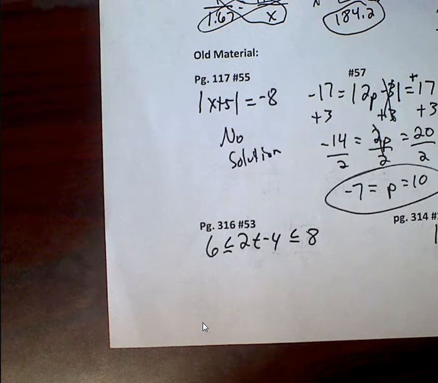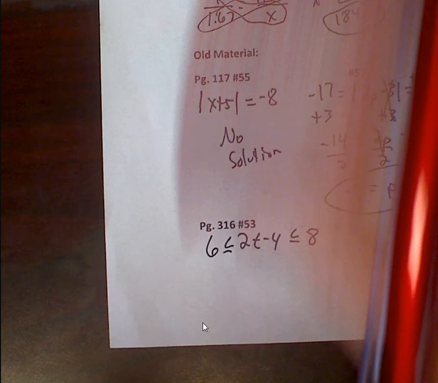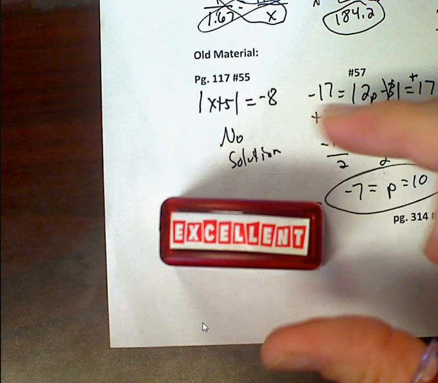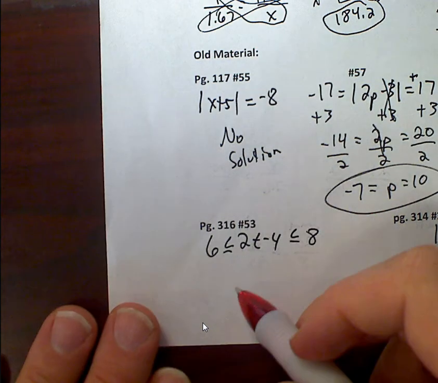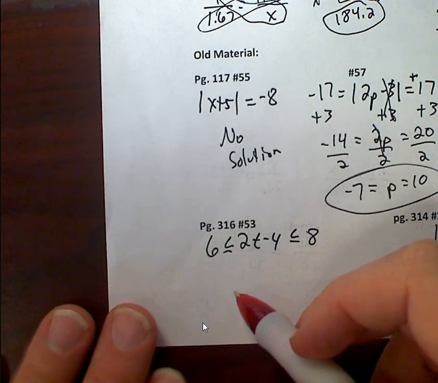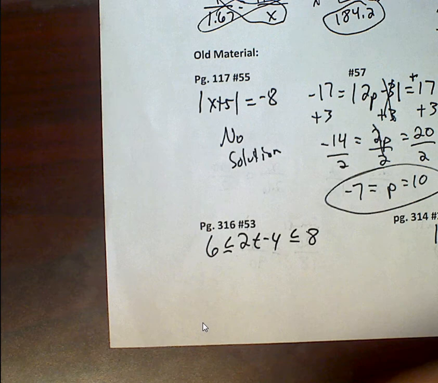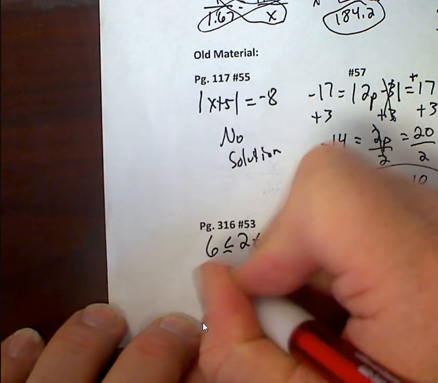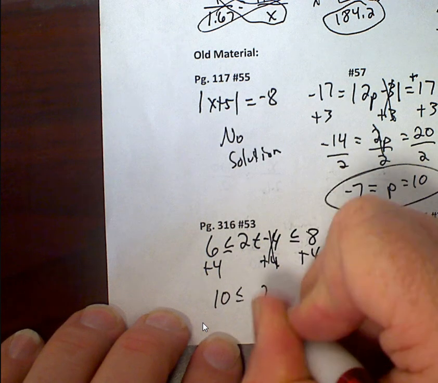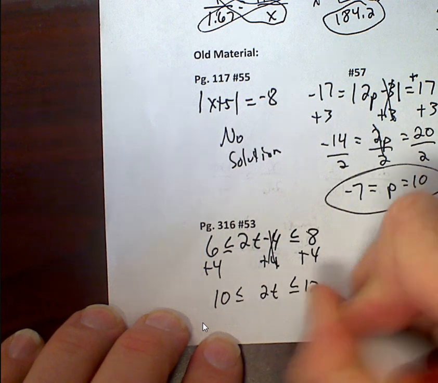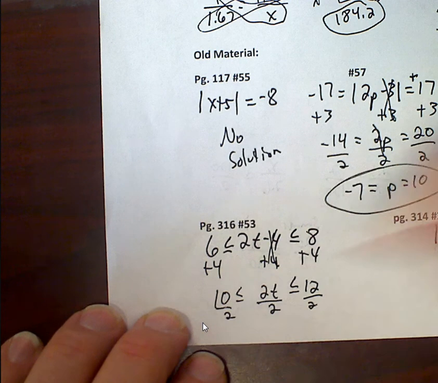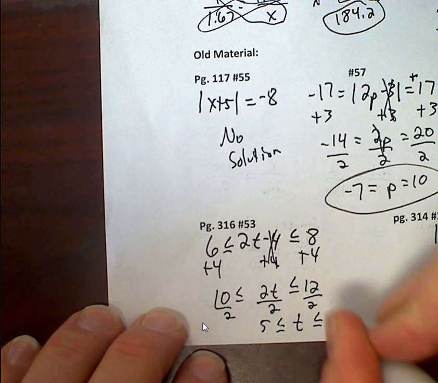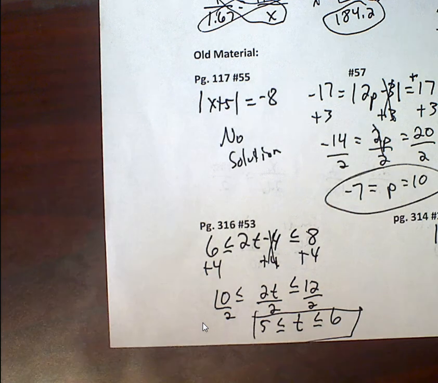Page 316, number 53. Pause the video and try. So it says, number 53, it says solve each compound and then graph. So I need to add 4 to each side. That gives me 10 less than or equal to 2t less than or equal to 12. Divide everything by 2. I get 5 ≤ t ≤ 6.